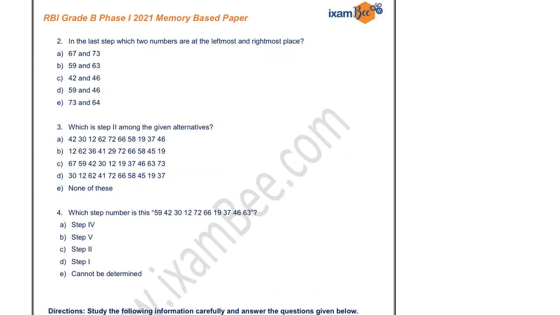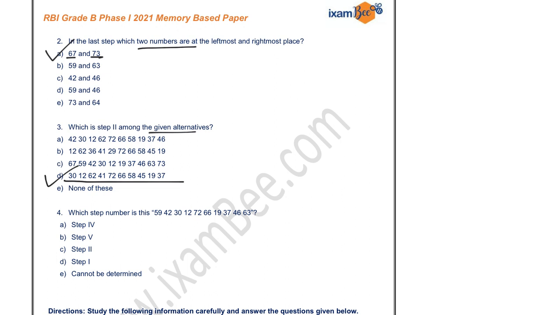Now on the basis of the arrangement you have got, you can now answer the pending questions. So second question says in the last step which two numbers are at the leftmost and the rightmost place. So if you focus on step number 5, 67 is at the leftmost place and 73 is at the rightmost place. So option number 1 is the correct answer. Your third question says which is step 2 among the given alternatives. So if you match the arrangement with the given option, you will find that your step number 2 is option number D, that is this one. So option number D is the correct answer.